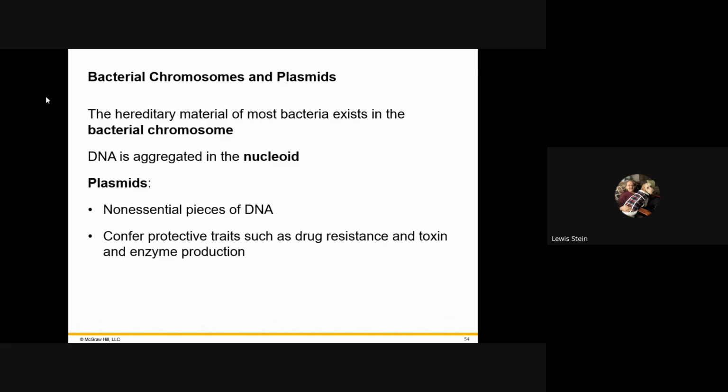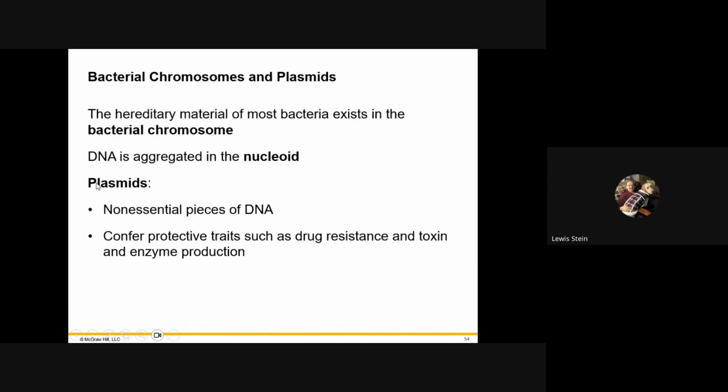Viruses are a whole different subset of things happening. We have a whole unit on those. So we call it the nucleoid, this place where the DNA is aggregated. And then there's cytoplasm and there's ribosomes. Not a whole lot going on in the bacterial cell.